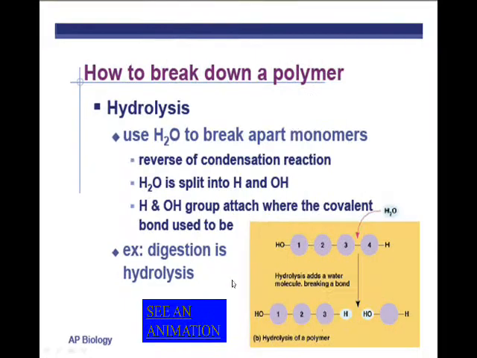The reverse of that is hydrolysis. We use it to take a bigger molecule and break it apart. Remember, if I made a bond by pulling out a water molecule, I could break that bond again by adding the water back in to where the bond was. So I add the H and the OH back in, and I can break apart a bigger polymer into its smaller subunits. We use this in digestion when we're breaking down food.